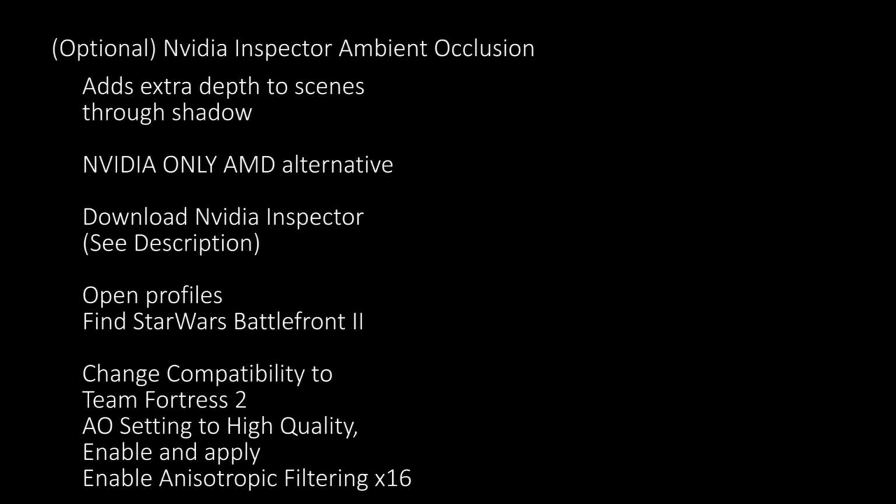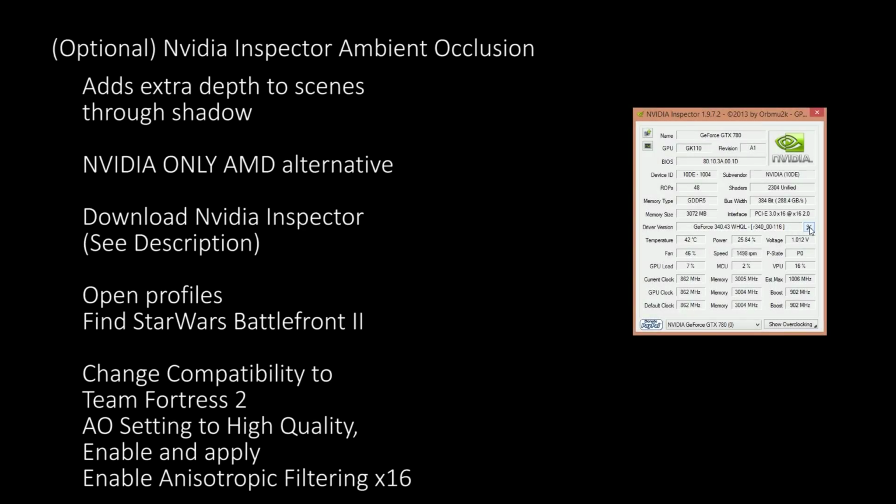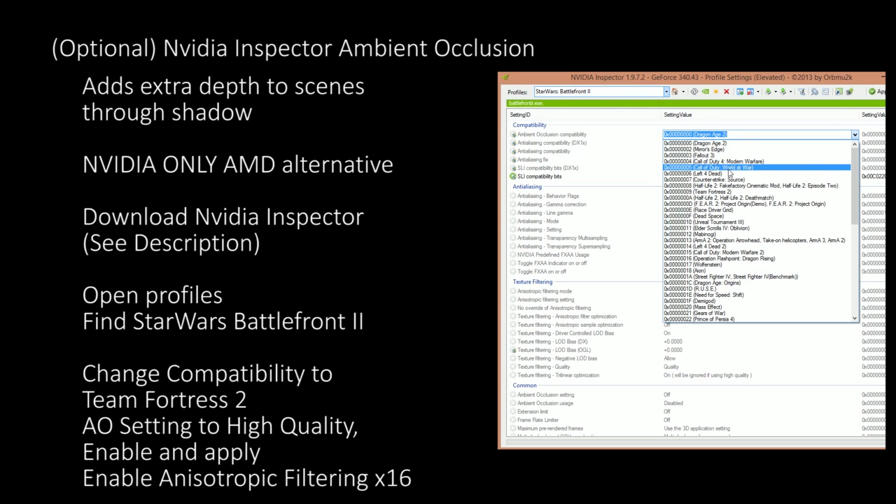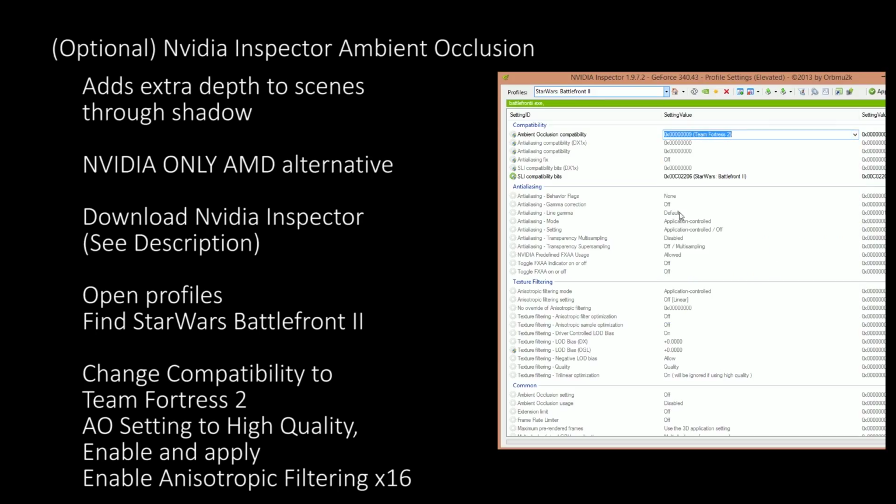To do this, download and install NVIDIA Inspector. Then open it and open the Profiles menu. Find Star Wars Battlefront 2 in the top left box. Change ambient occlusion compatibility to Team Fortress 2. Then change ambient occlusion setting to high quality, followed by ambient occlusion usage to enabled.